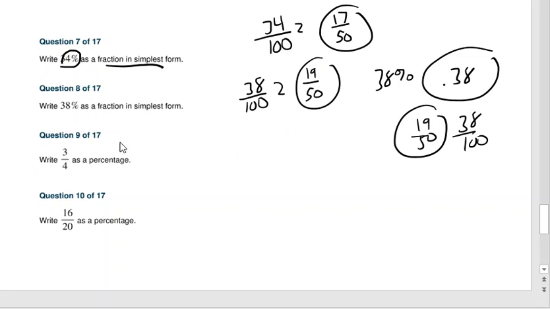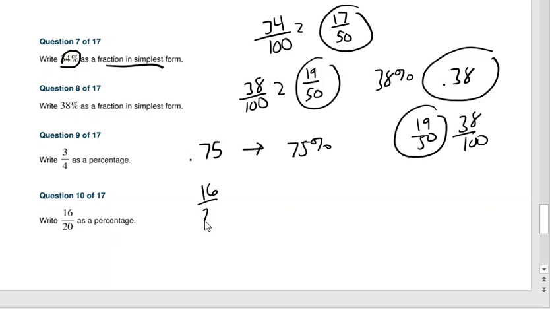Okay, question number 9. Write 3/4 as a percentage. Well, 3/4 is the same as 0.75. And so to write that as a percentage from a decimal, you have to times by 100, and that would be 75%. Okay. Number 10, write 16/20 as a percentage.